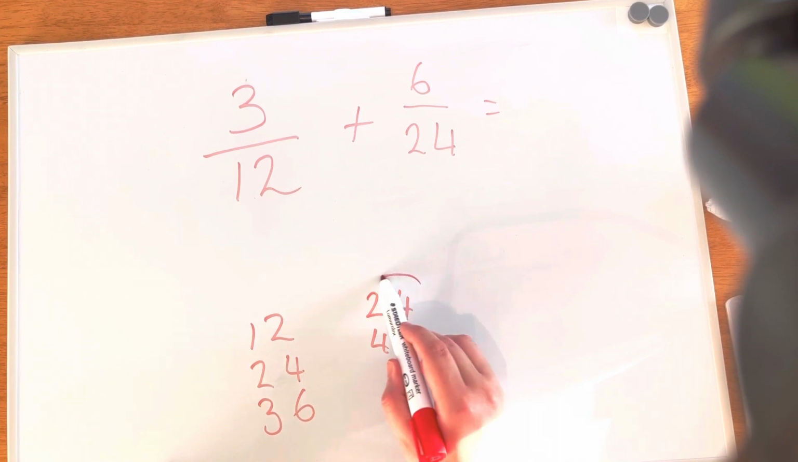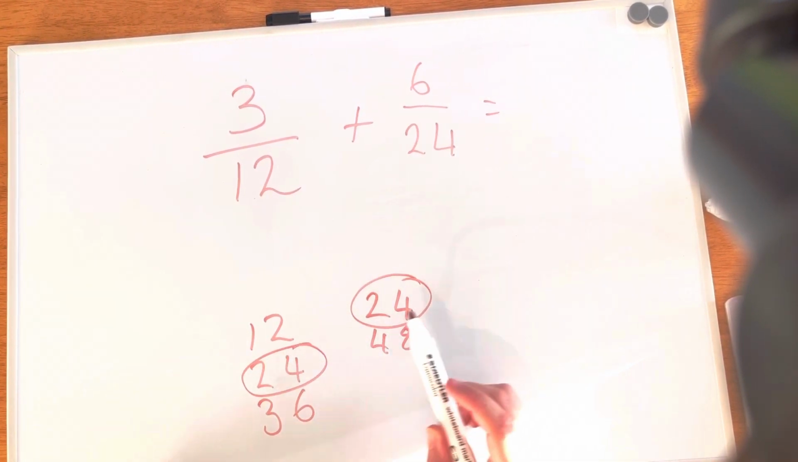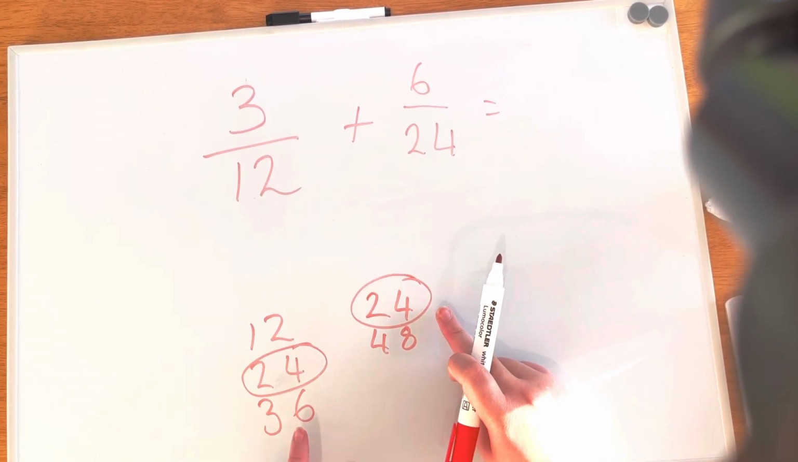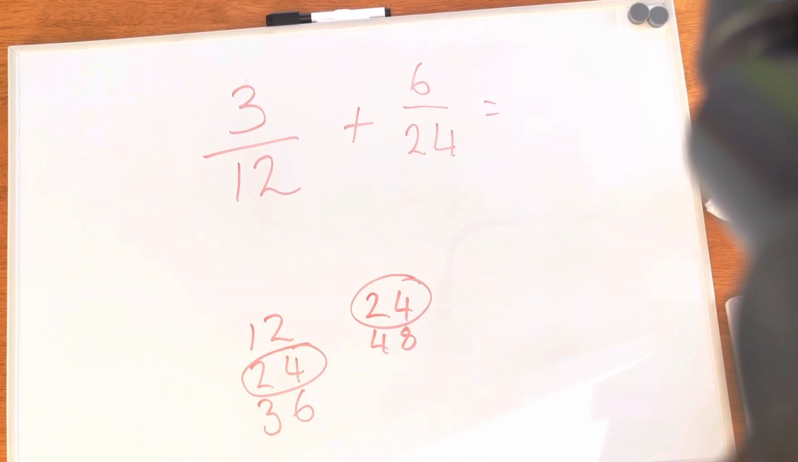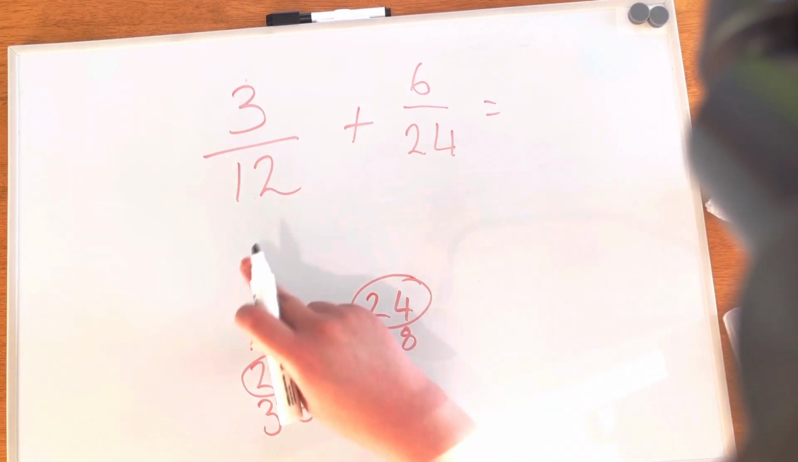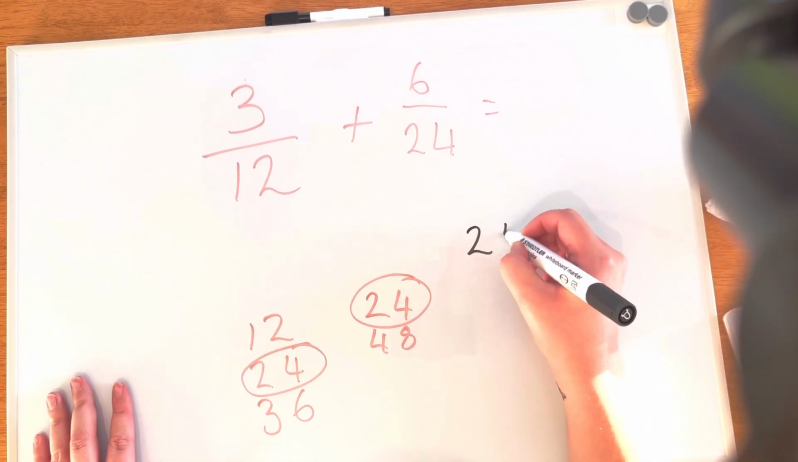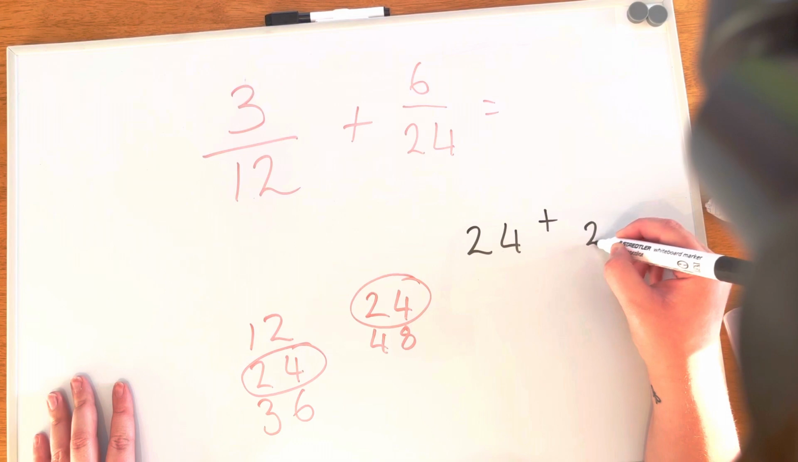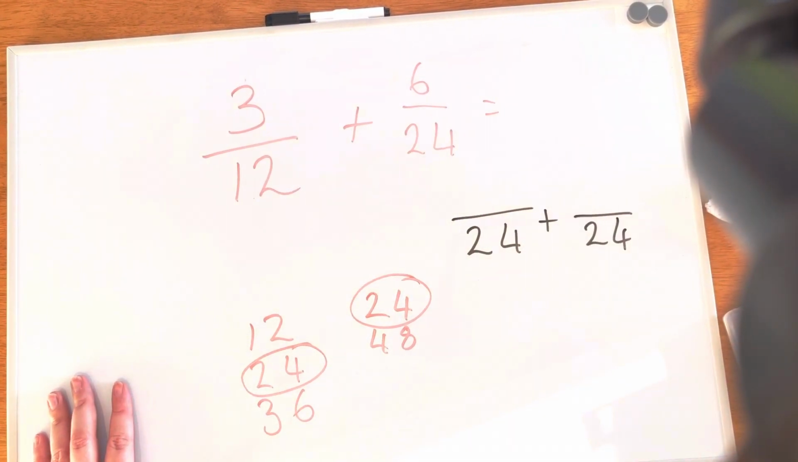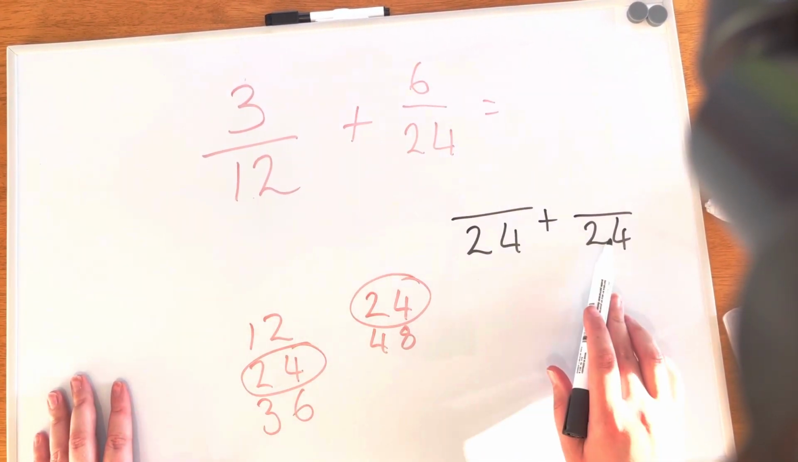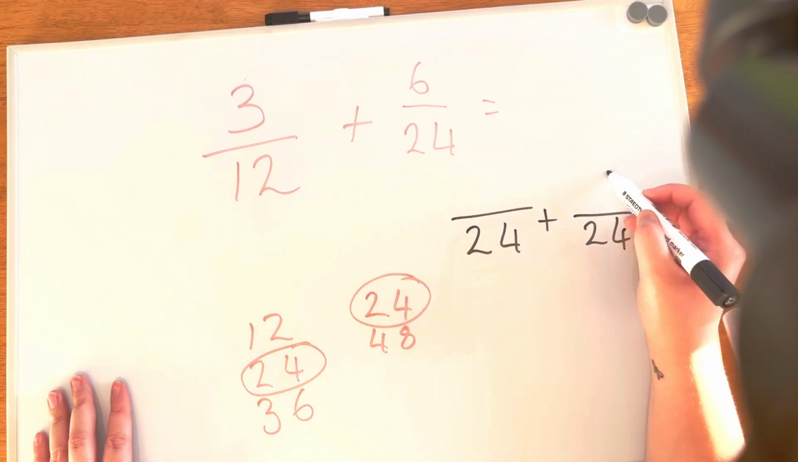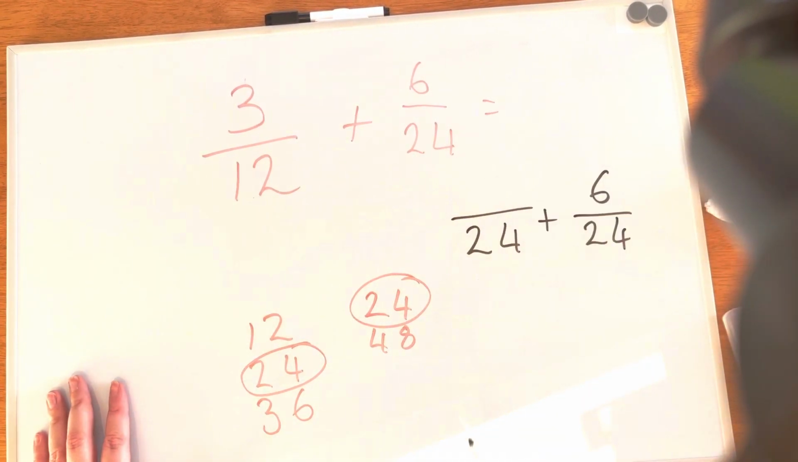Oh, now let's look. I've spotted that I've got the same number in both of my times tables. So I can make both my denominators 24. So let's write out our new addition calculation. So we know that they're both going to be 24. Now, I've already got 24 here, so I can just copy it over because we haven't changed the denominator.